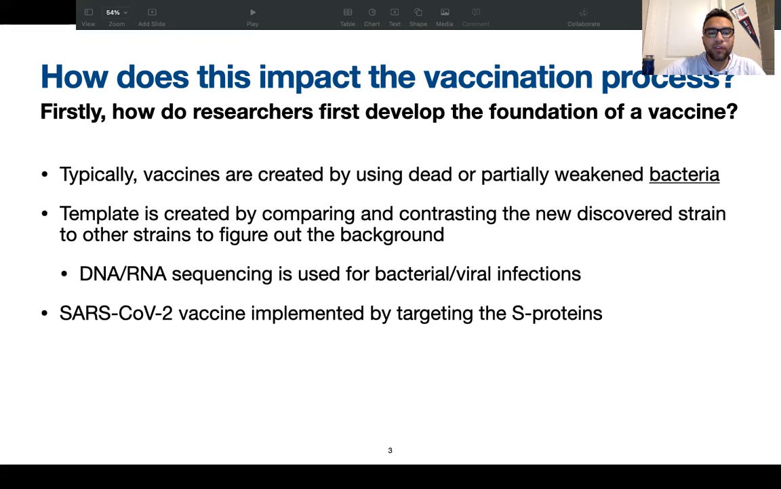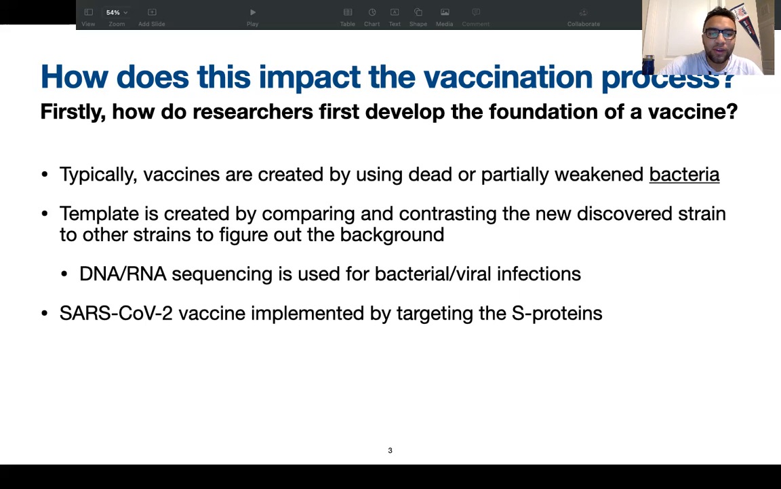So the template is created by comparing and contrasting the newly discovered strain to other strains to figure out the background. To give a better insight on this, when SARS-CoV-2 first came about in Wuhan, China, they automatically didn't assume it was a coronavirus. You can have hints because you can say, oh, it's a respiratory virus, so it might have ties with the coronavirus. That's a good educated guess.